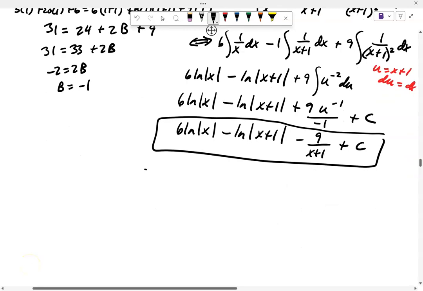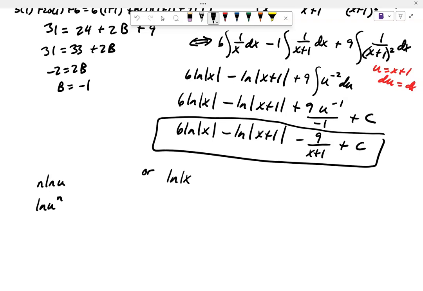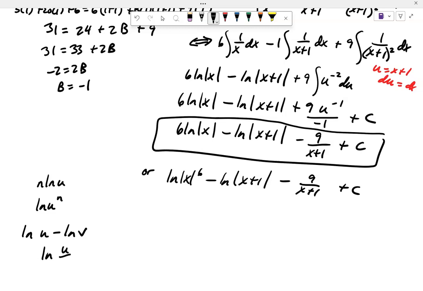If you wanted, you guys, you could write this. Remember, n ln of u is ln of u to the n, right? Remember that rule? So this would be like ln of x to the 6. And then remember this rule, ln of u minus ln of v is ln of u over v. So you could write this as the ln of absolute value of x to the 6.